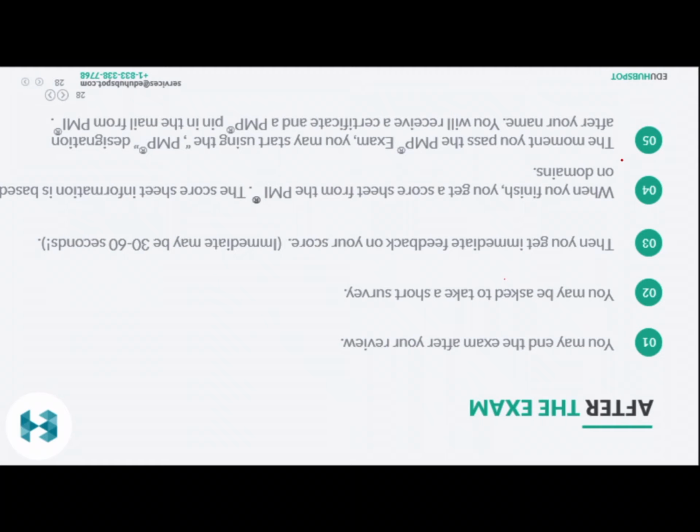Like for instance, for me, I use PfMP. I'm a Portfolio Management Professional also. I use PMP. I am an Agile Certified Practitioner also, ACP, and I am actually a CSM also, Certified Scrum Master. So I use all of these designations after my name.